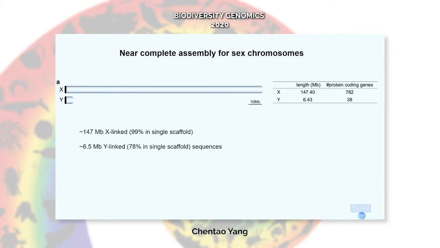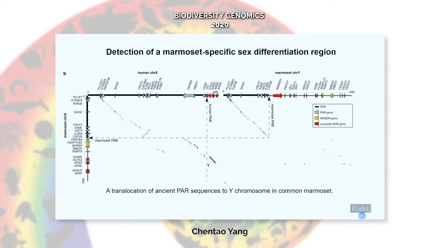When it comes to the sex chromosomes, we identified 147 megabases of X-linked and about 6.5 megabases of Y-linked sequences. Over 99% of X-linked sequences are present in a single scaffold identified as the X chromosome, and about 78% of Y-linked sequences are in a single scaffold identified as the Y chromosome. Based on this near-complete X chromosome and Y chromosome, we can identify the precise boundary of PAR and SDR.